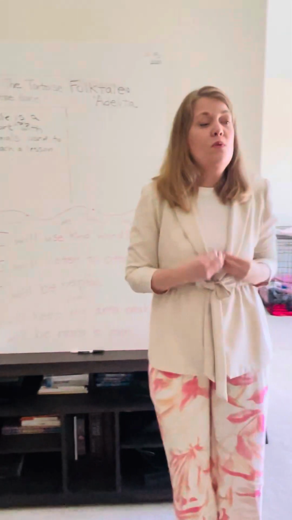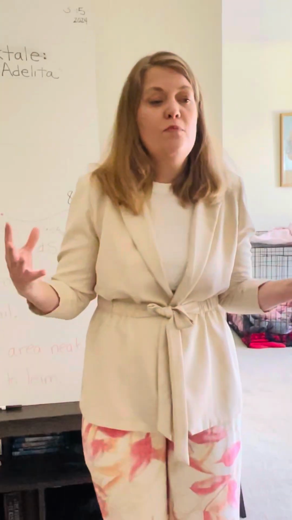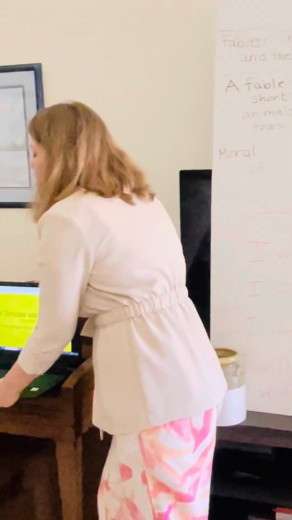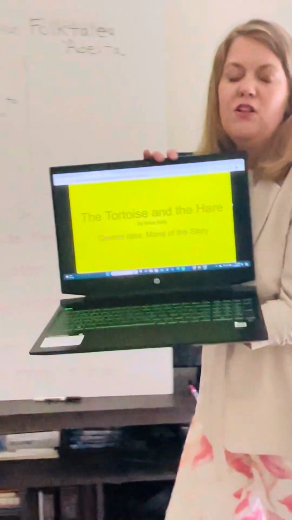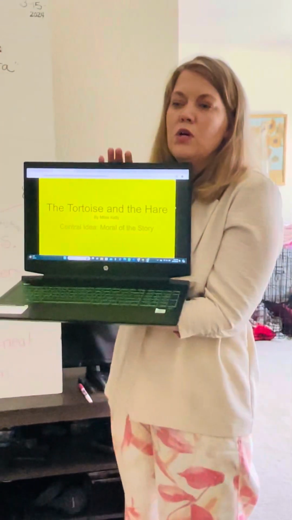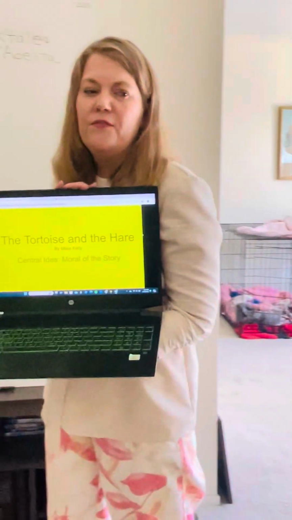All right, well today we are going to use the 5 key details to determine the central idea of a fable. Ooh, those are some new words. So first let's look at our title. Look at the smartboard. We have the tortoise and the hare. What are some words in this title that you might not know? Turn and talk to your partner.